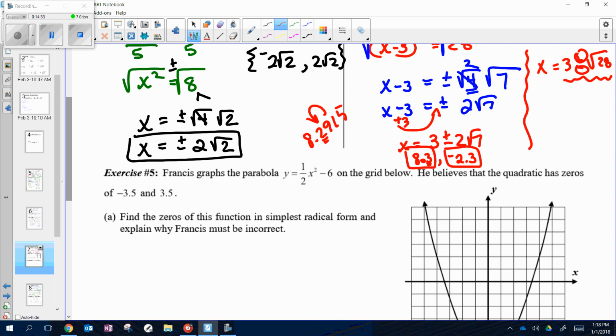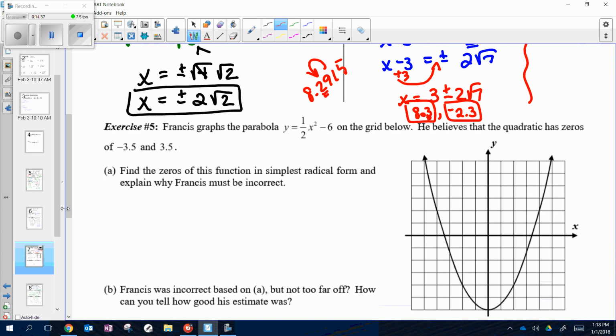Exercise 5. Francis graphs the parabola on the grid below. So there it is. He believes that the quadratic has zeros at negative 3.5 and positive 3.5. It looks pretty close. But we're going to find them in simplest radical form and see if he's correct or not. We're going to explain why he must be incorrect, so we know he's wrong. Okay, so we're going to change that y to a 0.